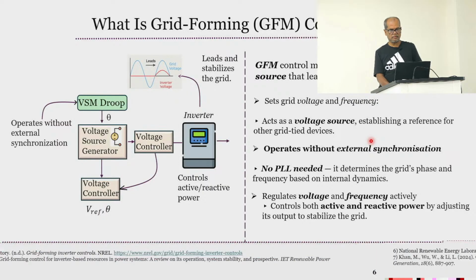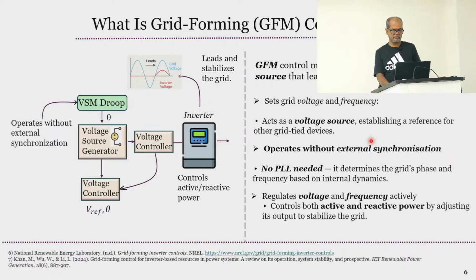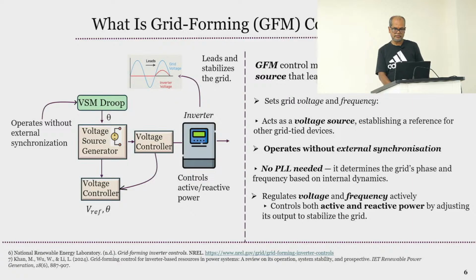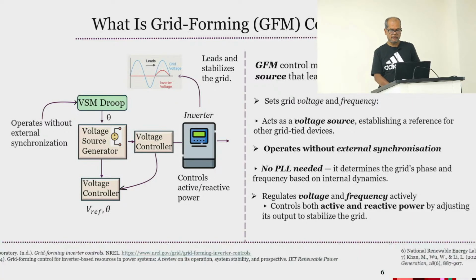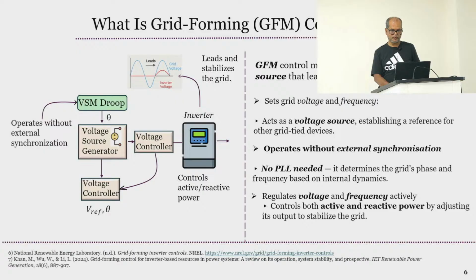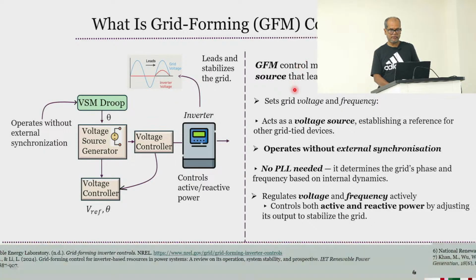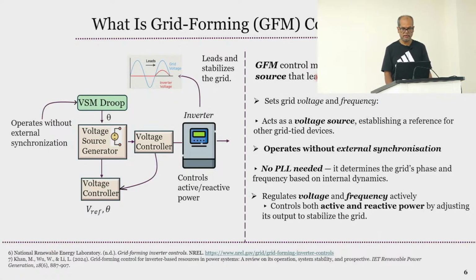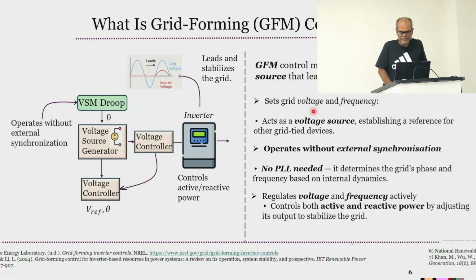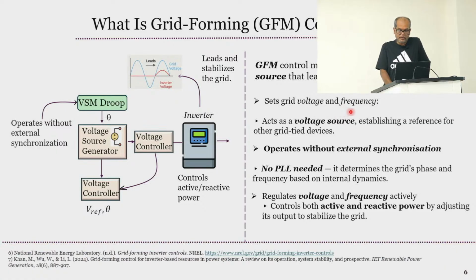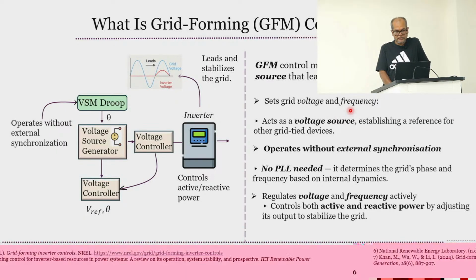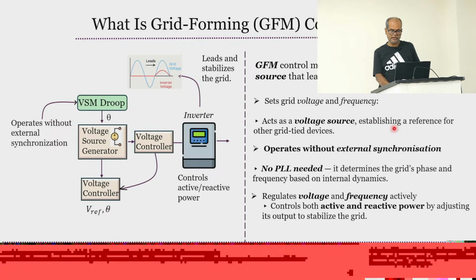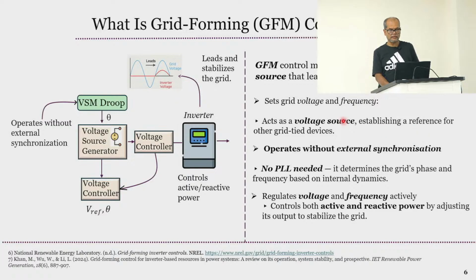Again, we already mentioned what grid forming is, so I'm not going to repeat it. It makes the inverter act like a voltage source that leads and stabilizes the grid. As you remember, in previous cases we mentioned that it follows, but here it leads, not just following the grid. It sets the voltage and frequency reference. It's not just following the grid and injecting power into the grid. So it establishes a reference for other grid devices.